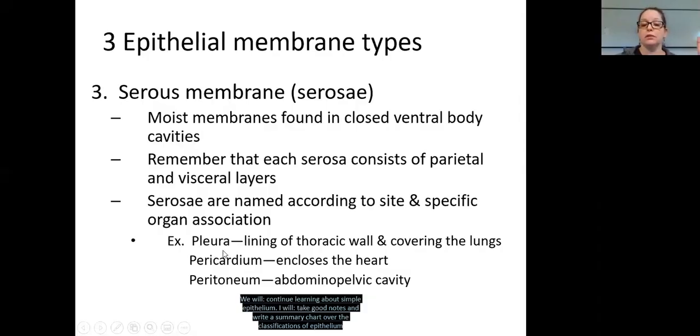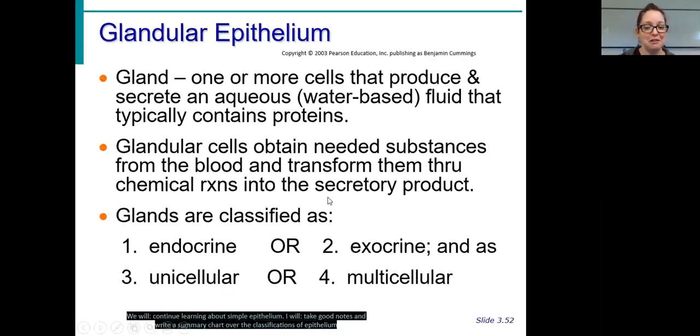You have your pleural serosa that is lining the thoracic wall and covering the lungs, the pleural cavities, the pleura, pericardium around the heart, or pertaining to. Eum means pertaining to, peri around, cardi the heart, encloses the heart. And then the peritoneum, abdominal, pelvic cavity. I don't have fancy words for what peritoneum means, sorry.